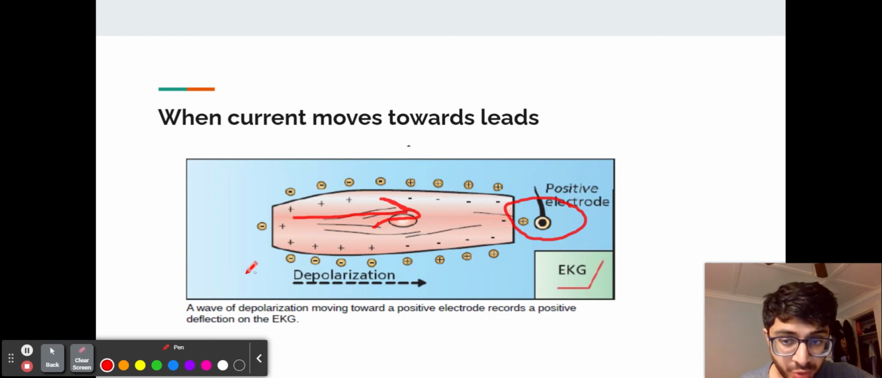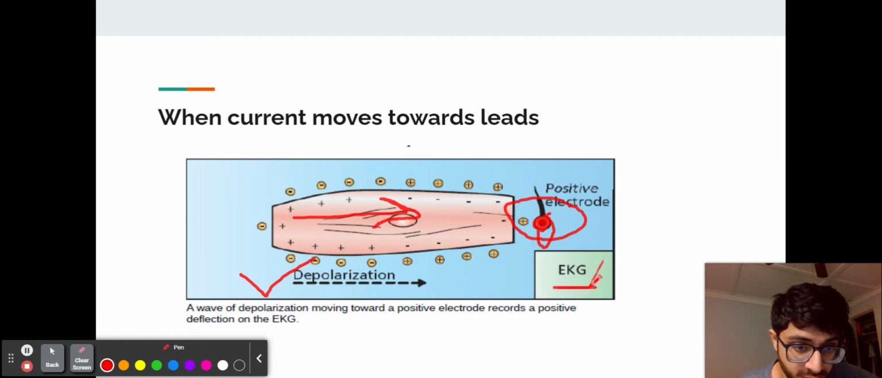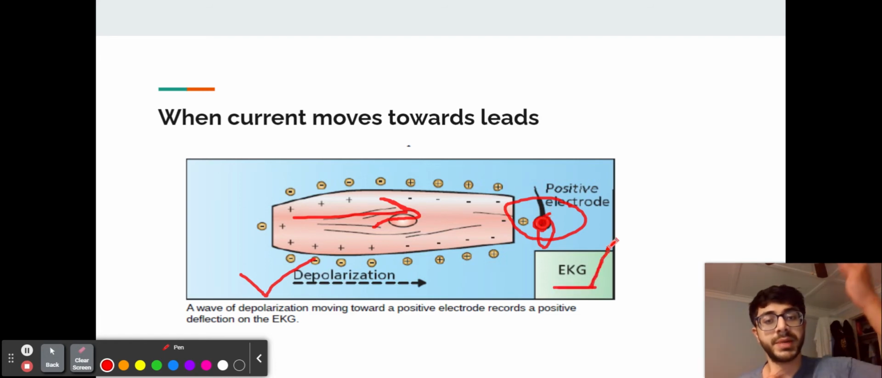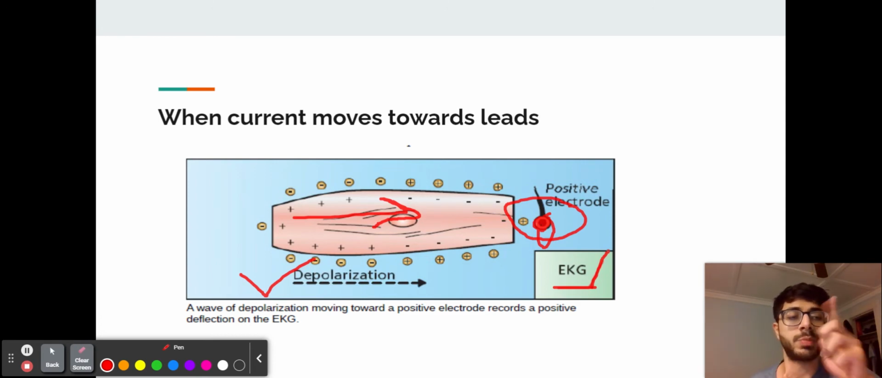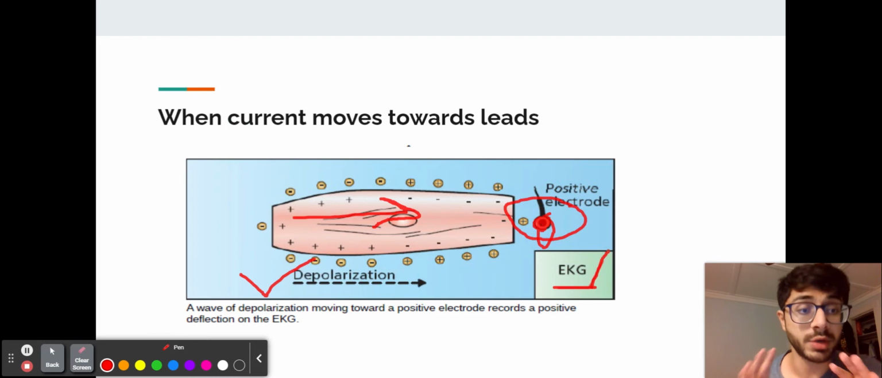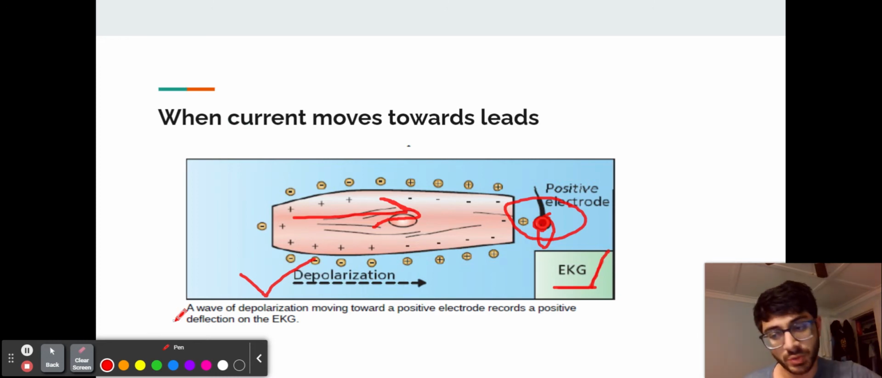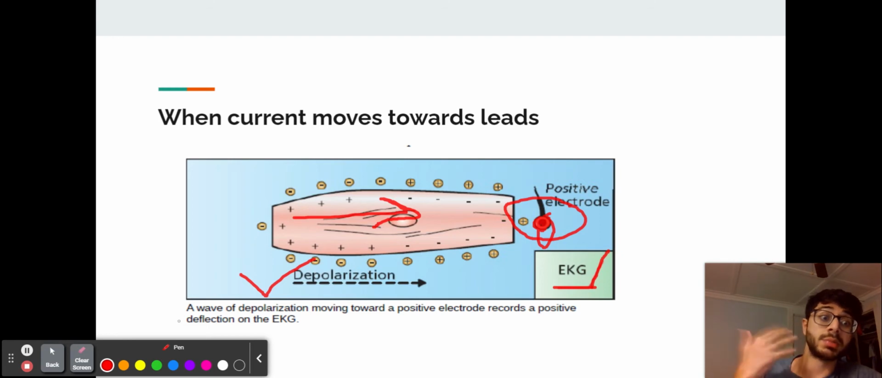So this is the wave of depolarization right here. It's coming towards our electrode, which I'm circling in red, and our EKG is noting a positive deflection. We're going above baseline. So if electricity is coming towards you, you're going to note a positive deflection. This is the start of the part that no one ever teaches you. That's the first thing to keep in mind: if it's coming towards you, the lead is going to say, hey, something's coming towards me.